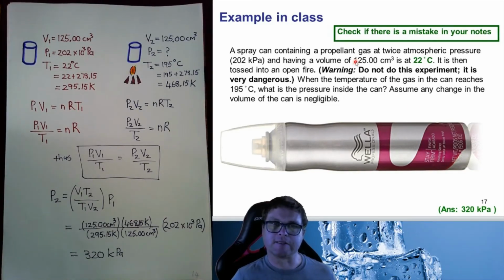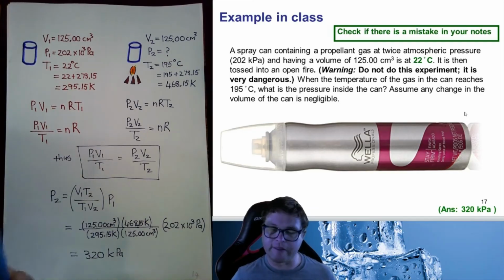A spray can containing a propellant at twice atmospheric pressure, and having a volume of 125 cubic centimeters, is at 22 degrees Celsius. It is then tossed into an open fire. When the temperature of the gas in the can reaches 195 degrees Celsius, what is the pressure inside the can? Assume any change in the volume of the can is negligible. Of course, this is a very dangerous thing to do, throwing cans into fire, so it isn't something you should try.